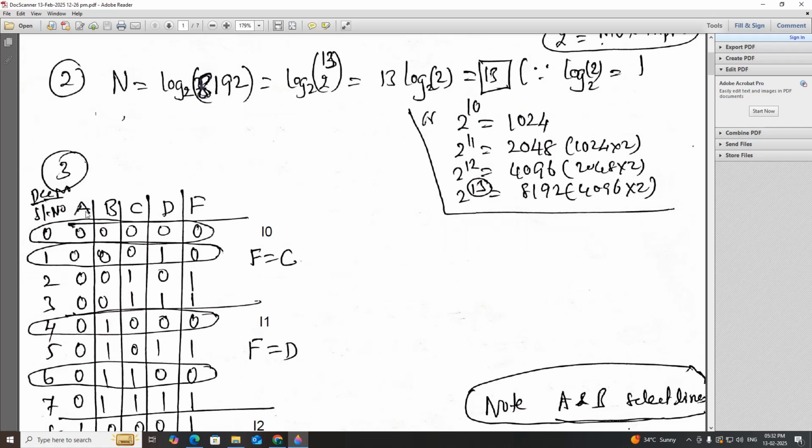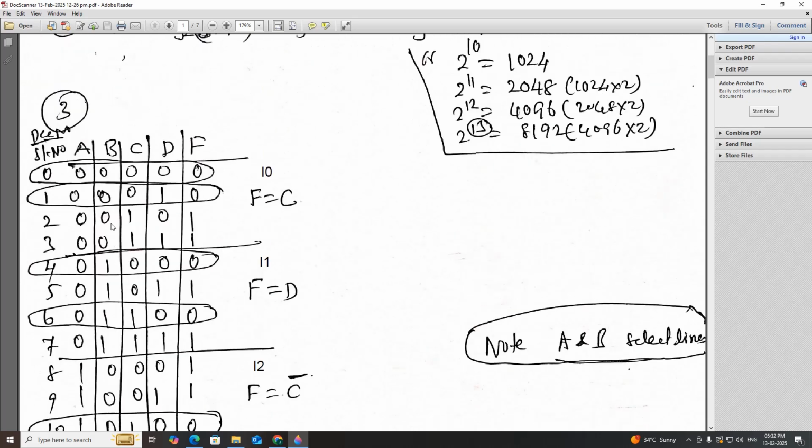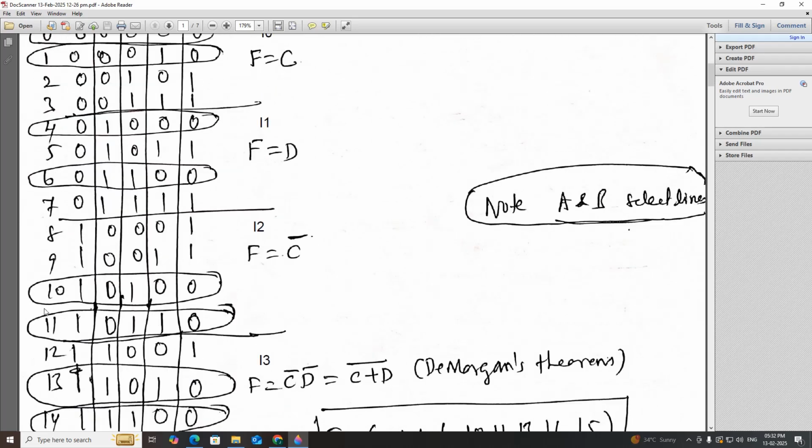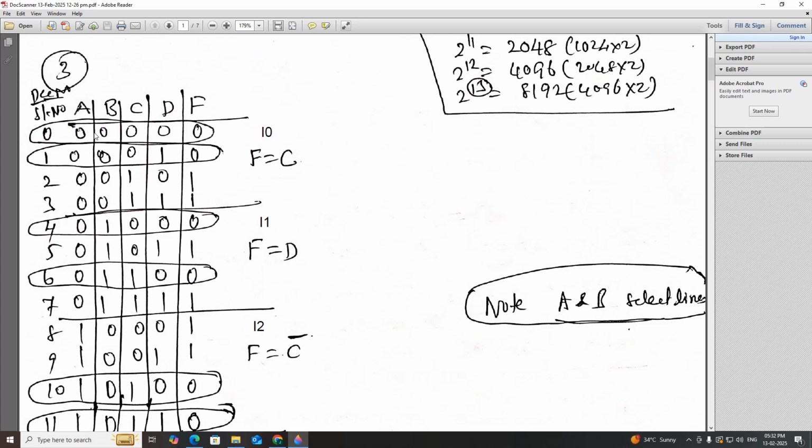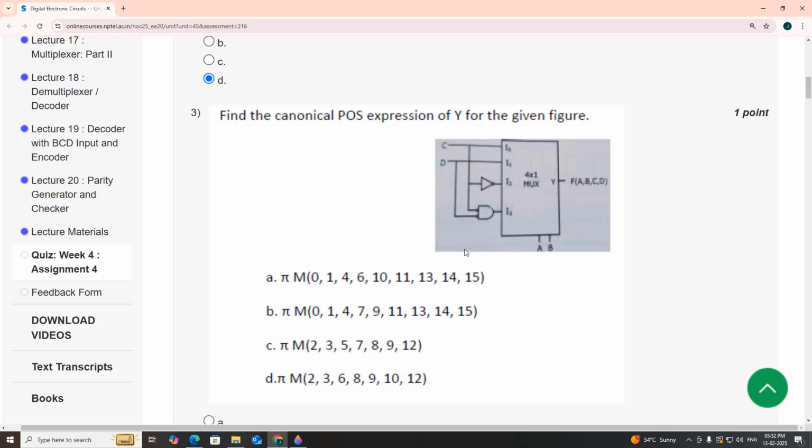So what I'll do first, I take the four variables A B C D, and then write all the combinations of these four variables. That is 0 0 0 0, 0 0 0 1, 0 0 1 0, and so on. Each one represents a decimal value 0 1 2 3 4 5 6 up to 15. We all know how to write 0 to 15 in binary. After that, we will see f, which they have given here.